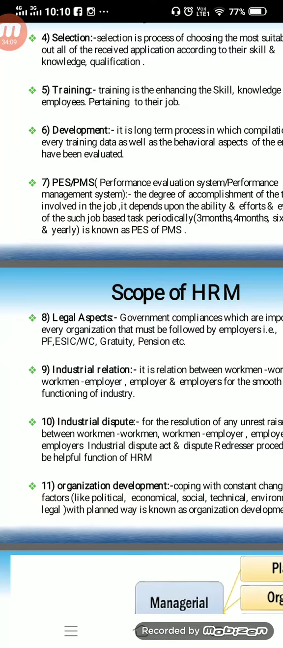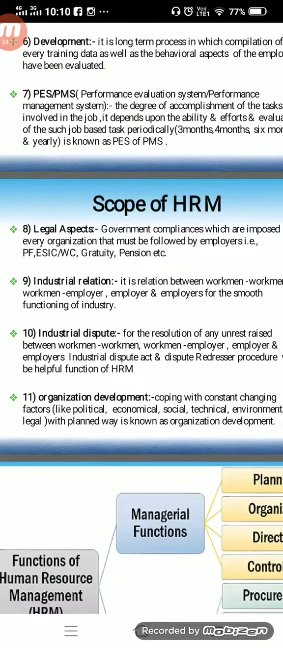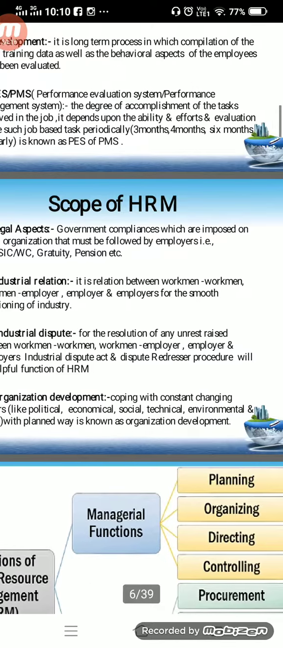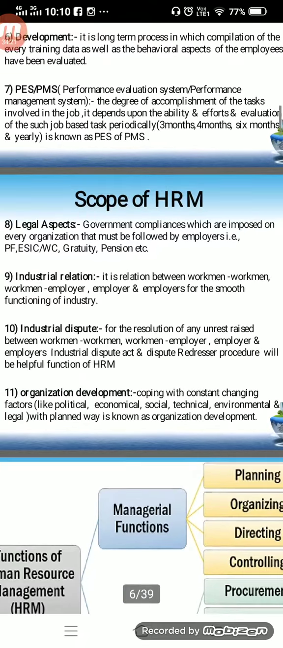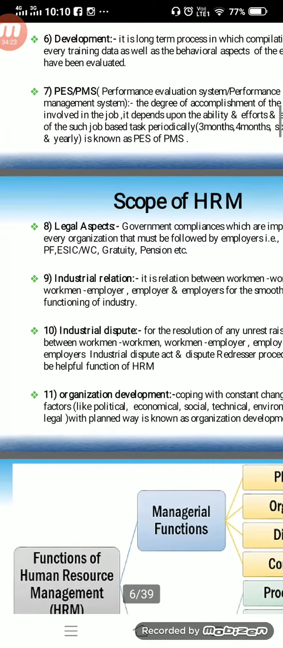Legal aspect, the eighth point, legal aspect. Here the government compliances which are imposed on every organization must be followed by the employer. For example, PF, ESI, WC, gratuity, pension, etc. There are many legal forms which we have to follow in the organization, or ultimately we can say rules and regulations decided by the government of India, government of Gujarat, and we have to follow them in these organizations.